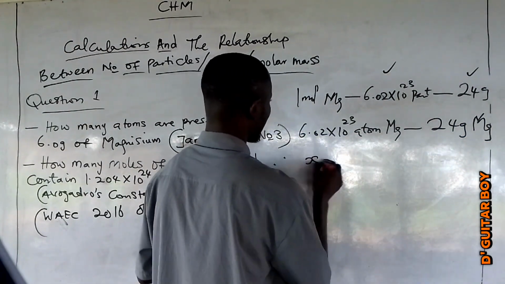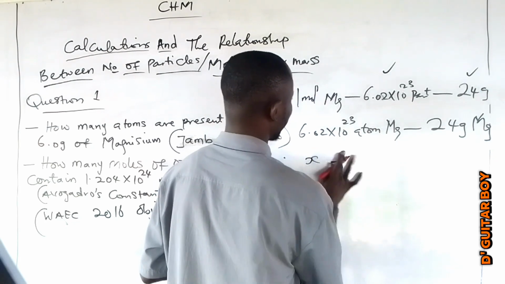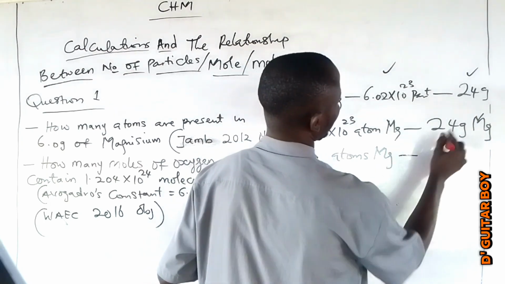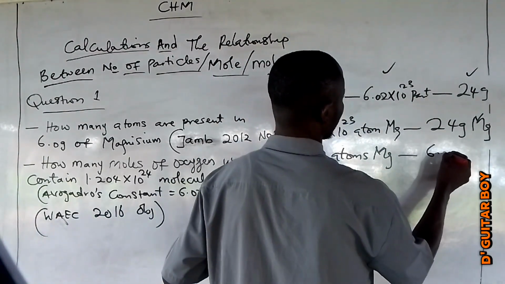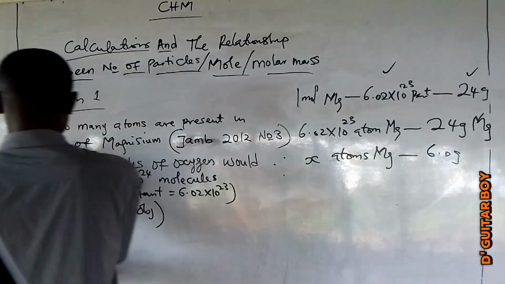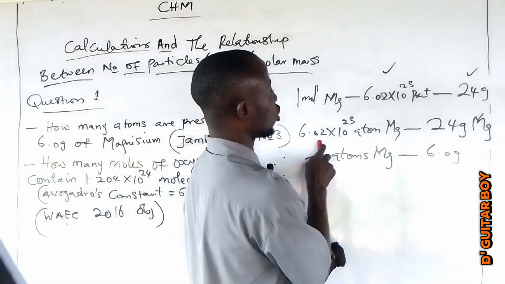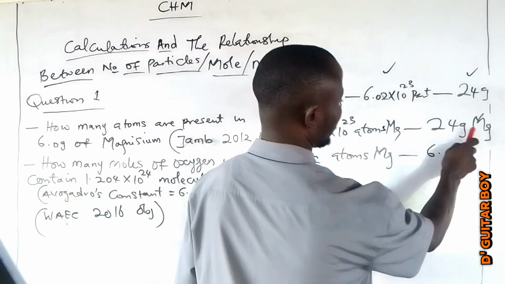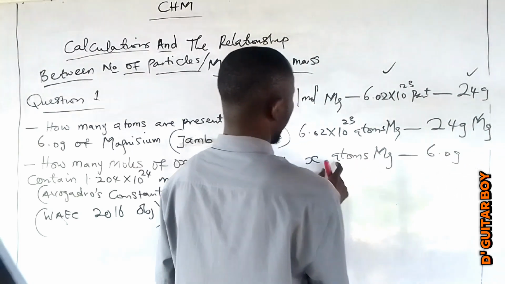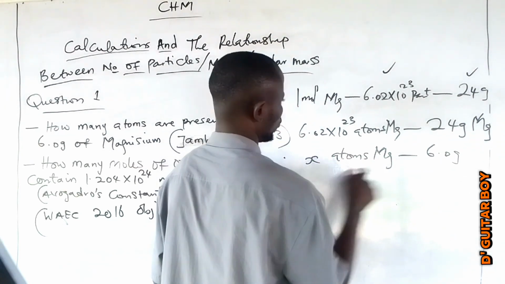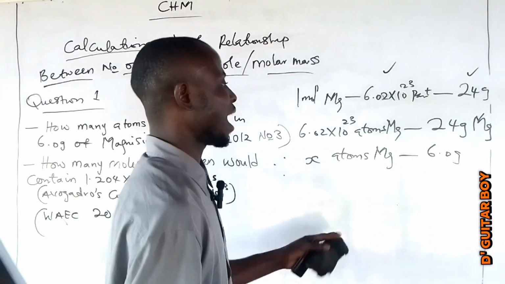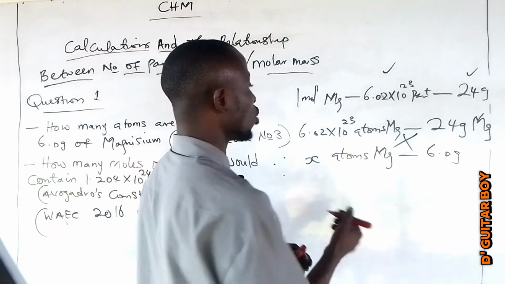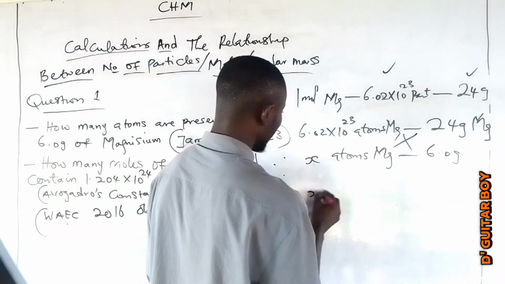Now, how many will this gram give to us? I will now say S atoms of magnesium will give me 6 gram. Look at it. These atoms of magnesium give me 24 gram of magnesium. I don't know how many atoms will give me 6 gram of magnesium, and that is why I want to calculate now. So this one is what I don't know, that's why I put S here. I will now say S. I want to calculate it.